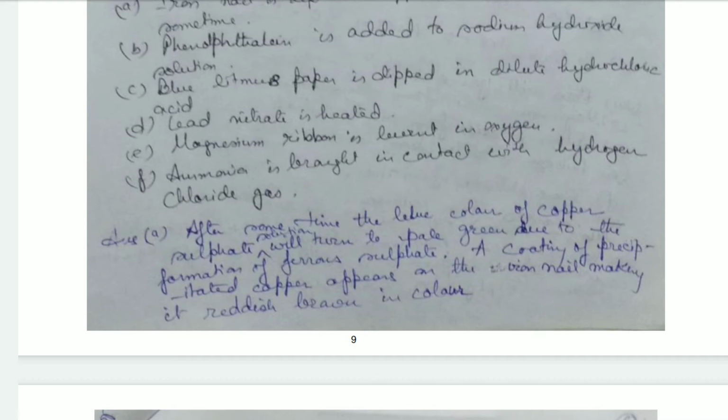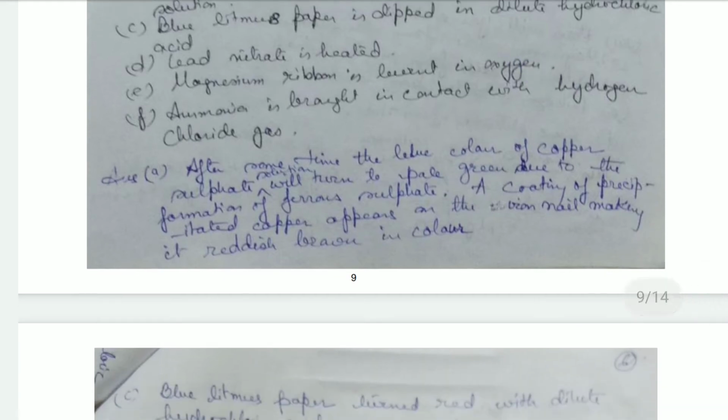Okay, now a coating of precipitated copper appears on the iron nail. On the iron nail there will be a coating of copper, which is reddish brown in color. So the iron nail will turn reddish brown, forming the copper layer, and the copper sulfate solution, which was blue in color previously, will turn into pale green due to the formation of ferrous sulfate solution.